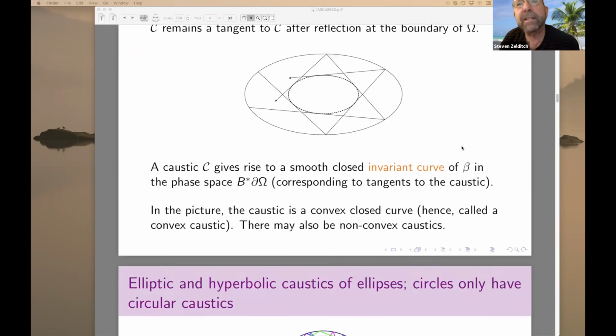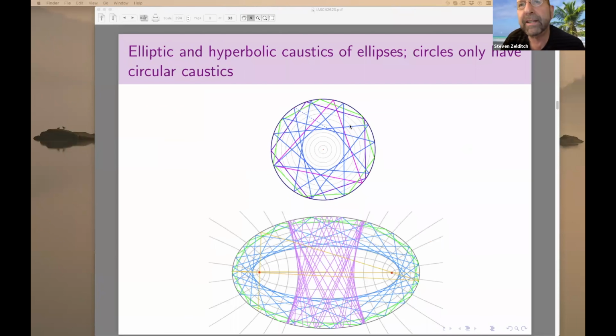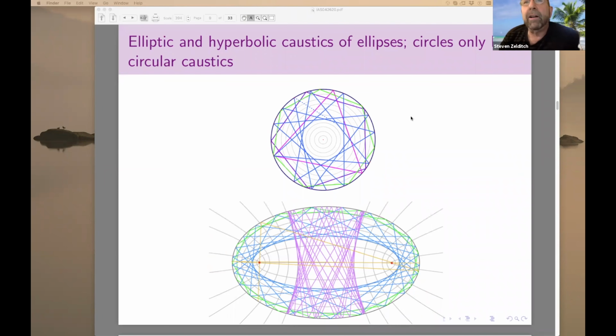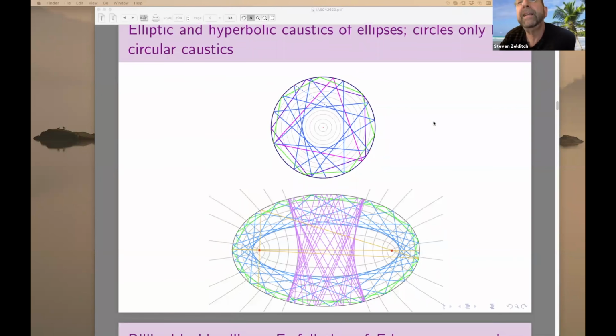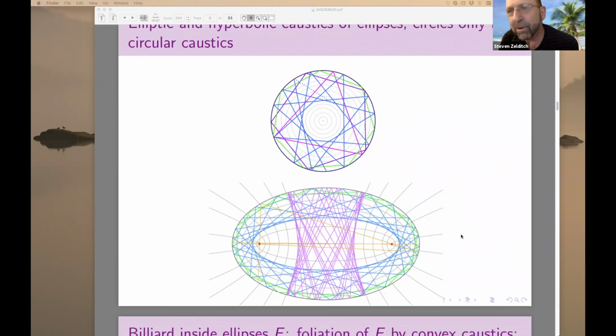All right, I drew a convex caustic, but here's the case of a circle at the top and an ellipse at the bottom. In a circle, the disk is foliated by concentric circles, and all of them are caustics. Less obviously, an ellipse actually has two foliations by caustics. It has confocal ellipses, and those are also caustics. They don't exactly foliate the domain in the technical sense, because as the ellipse squeezes and becomes narrow, it collapses onto the line segment between the two foci. So it's a singular foliation, but it's close enough. It's really a foliation by caustics.